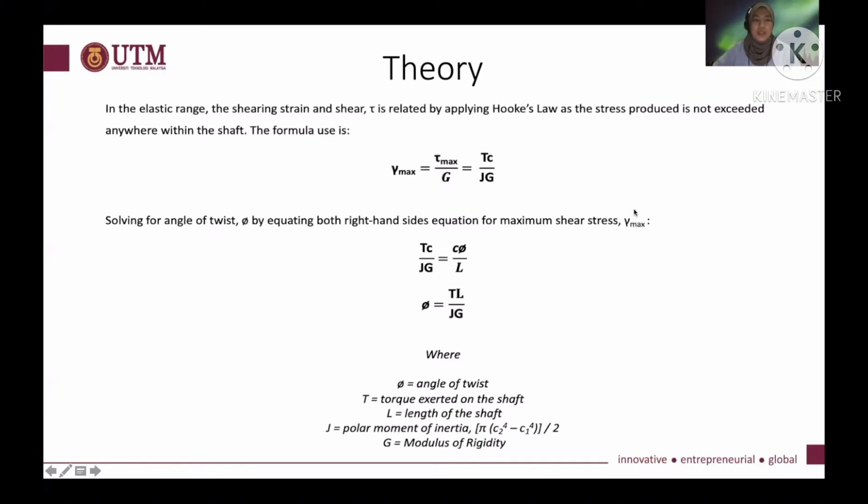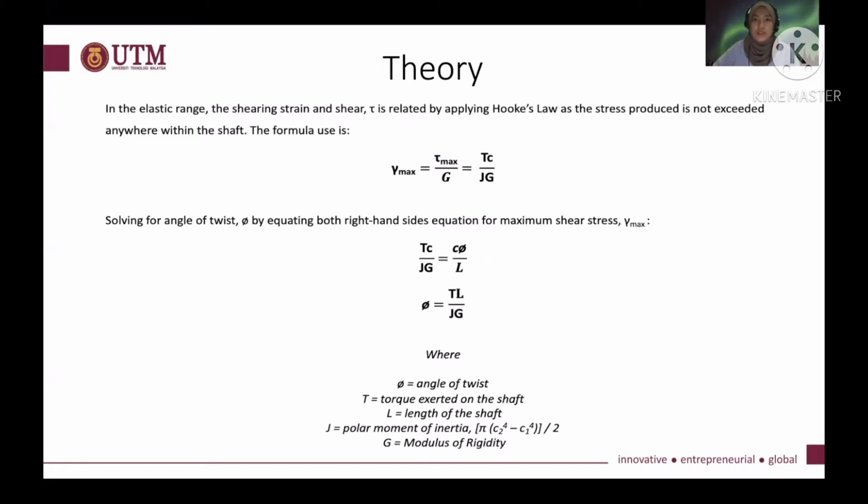In the elastic range, the shearing strain and shear stress tau are related by applying Hooke's law, because the stress produced is not exerted anywhere beyond the elastic limit within the shaft. We can use the formula here, which is gamma max is equal to tau max divided by G, which is also equal to Tc divided by JG.